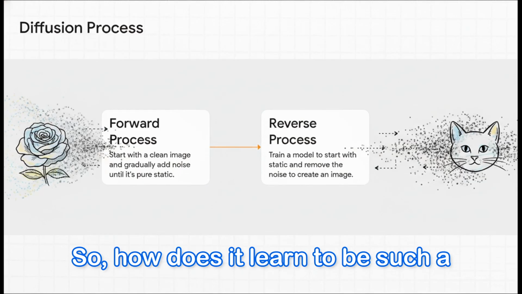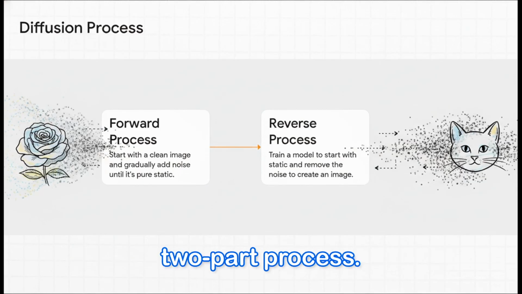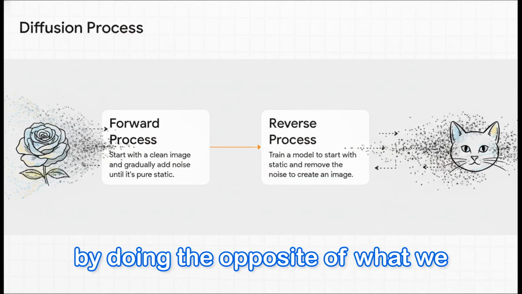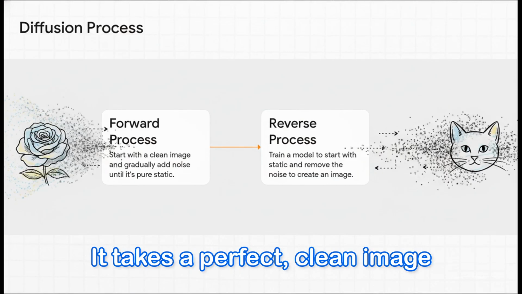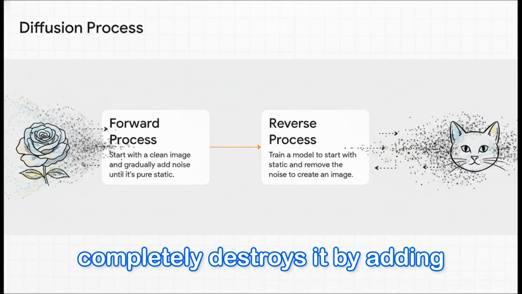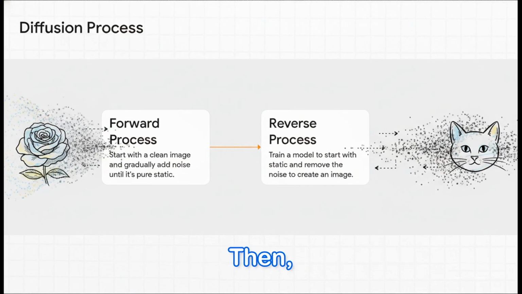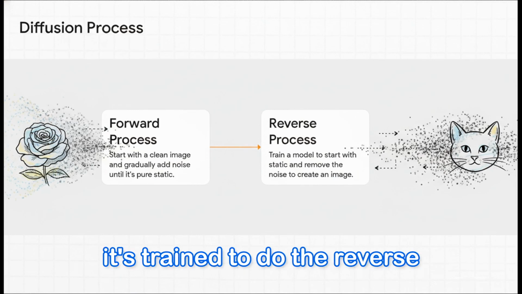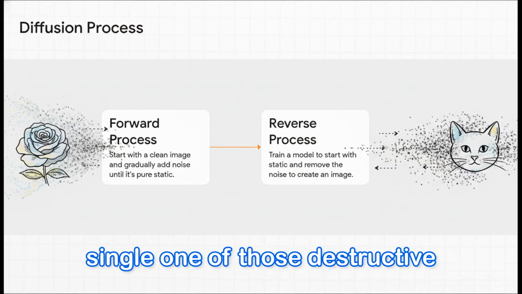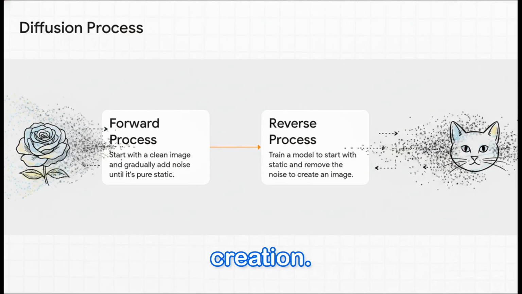So, how does it learn to be such a good sculptor? Well, it's a really clever two-part process. First, during training, the AI learns by doing the opposite of what we want. It takes a perfect, clean image and, step by step, completely destroys it by adding noise until it's just static. This is the forward process. Then, it's trained to do the reverse process, to perfectly undo every single one of those destructive steps. By mastering how to reverse destruction, it learns the art of creation.